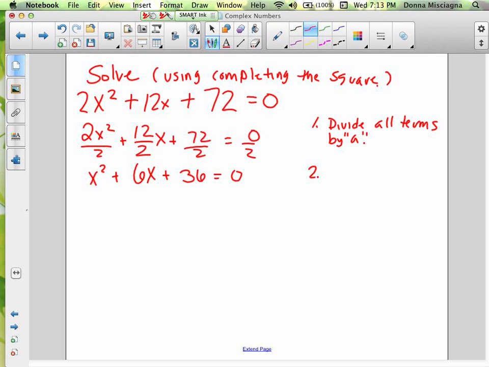Step 2 is to isolate the constant. So that's going to give us x squared plus 6x equals negative 36. We'll subtract 36 from both sides. We can do our next step right on the same line there. Don't forget we want to make this a perfect square, so add b divided by 2 squared to both sides.